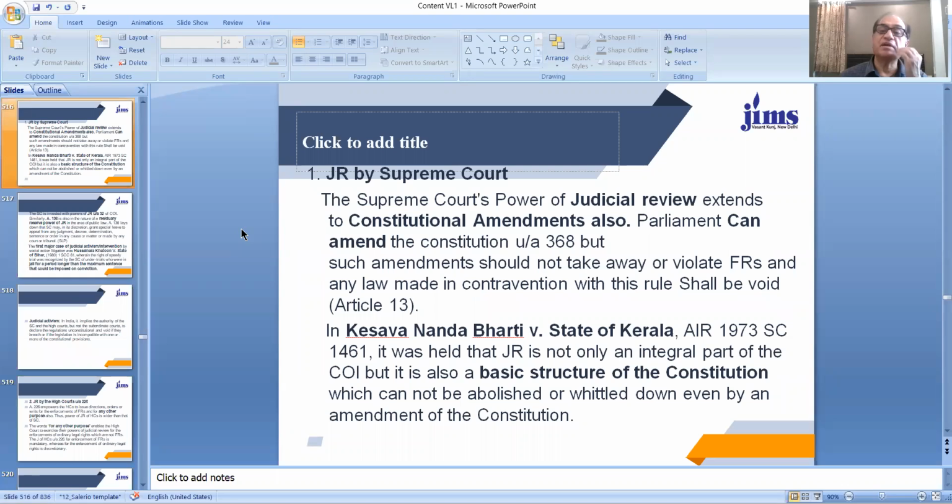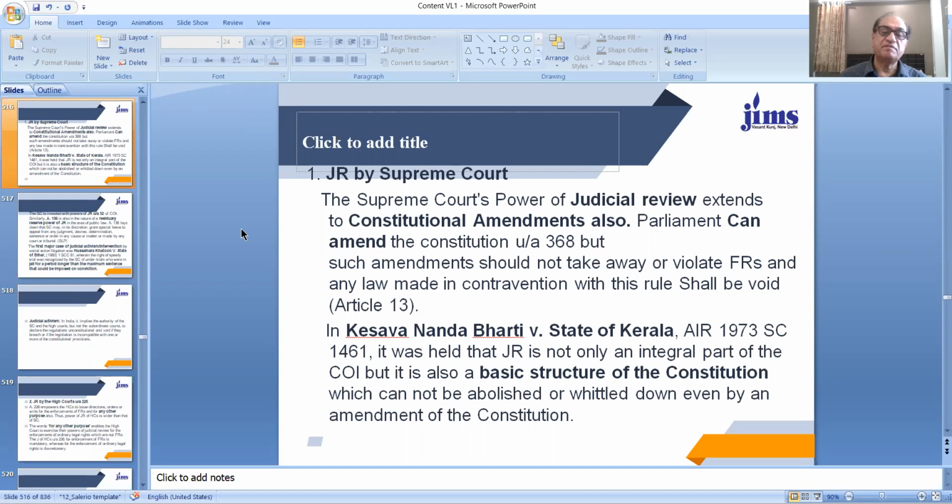Now, judicial review can be done in our country by the Supreme Court. The Supreme Court's power of judicial review extends to constitutional amendments also. Parliament can amend the Constitution under Article 368, but such amendments should not take away or violate fundamental rights, and any law made in contravention of this rule shall be void in view of Article 13.